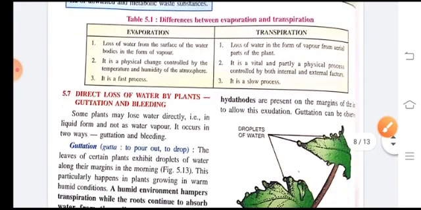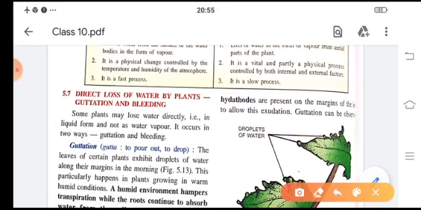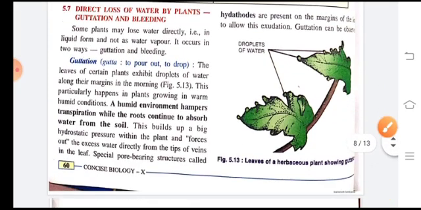Now, direct loss of water by plants is known as guttation and bleeding. Some plants may lose water directly in the form of liquid, not in the form of water vapor. This is done by the guttation or bleeding process. In guttation, there are minute pores present at the margin of the leaf. These minute pores are termed hydathodes.